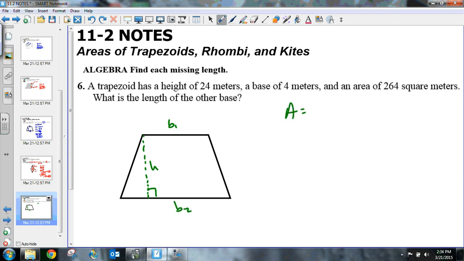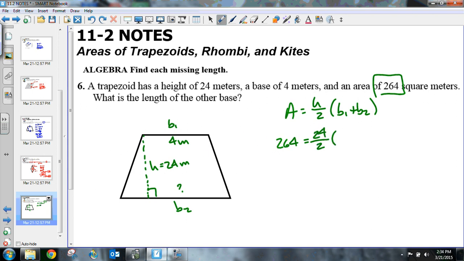My area is equal to my height divided by 2 times b sub 1 plus b sub 2. Okay, now my area is 264. So this is 264. Now the height gives me 24 meters. Okay, and a base of 4 meters. I'll call this one 4 meters. And so this is the base that we don't know. Okay, we're trying to find this one. So let's plug our values in. So for height, I want to plug in 24. All right, so 24 divided by 2 times b sub 1, which is 4, plus b sub 2. And that's what we're trying to find, is b sub 2.